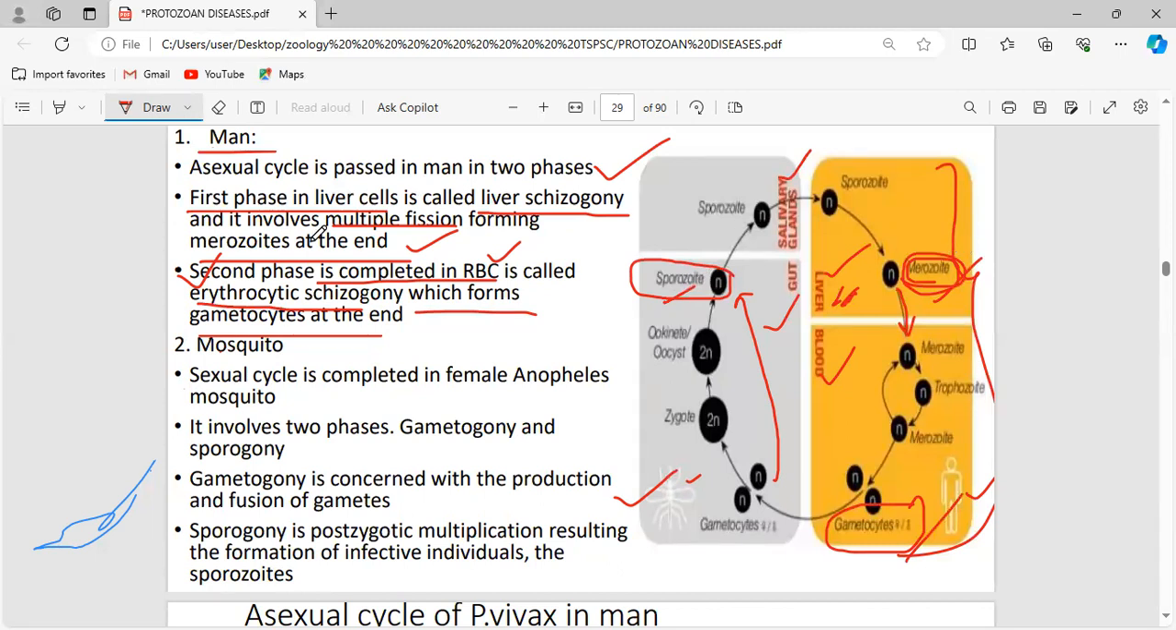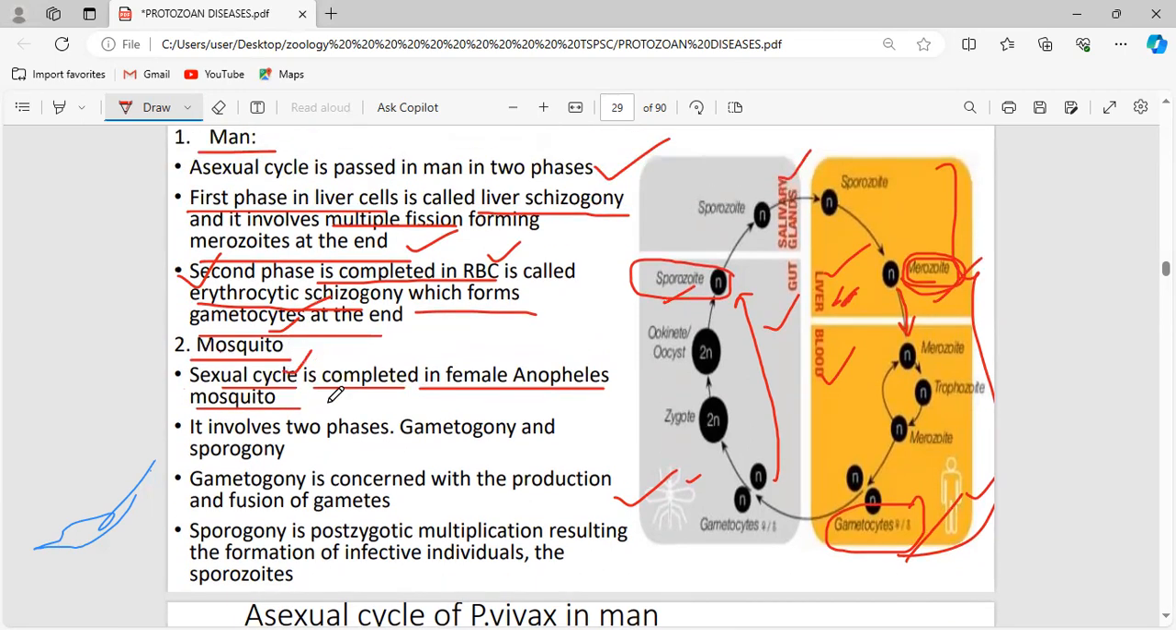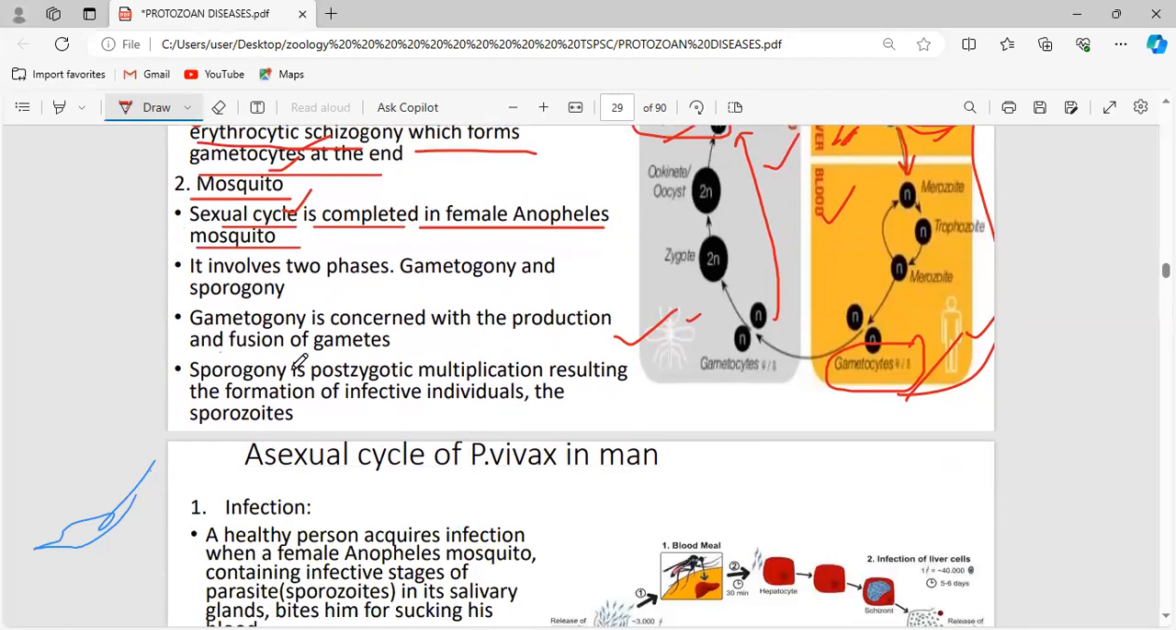In liver schizogony, merocytes will be produced at the end. In the erythrocytic schizogony, gametocytes will be produced at the end. And the mosquito sexual cycle is completed in the female Anopheles mosquito. Okay, so this sexual cycle, you have to remember. The asexual cycle takes place in the human. The sexual cycle takes place in the mosquito, and it involves two phases, like in the asexual cycle in the human: gametogony and sporogony.